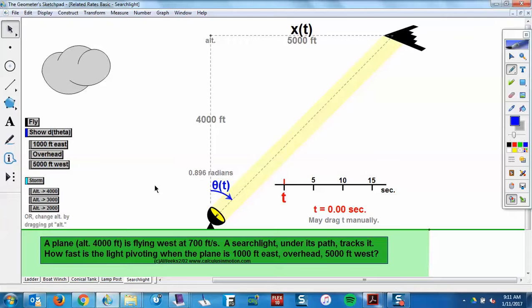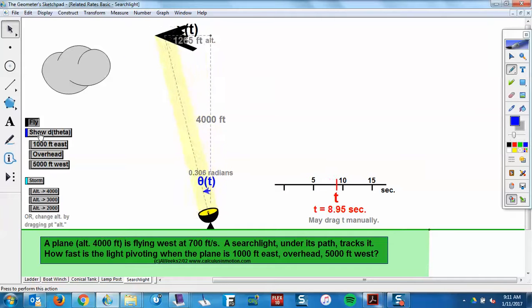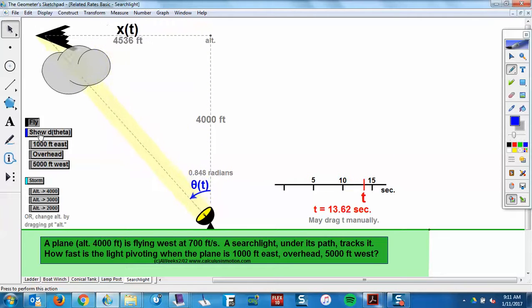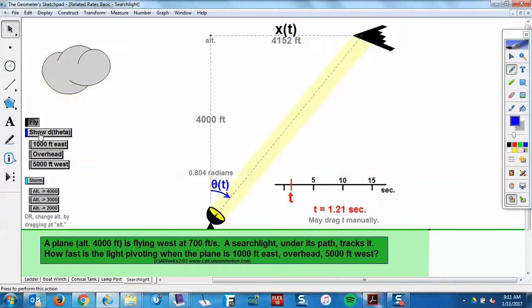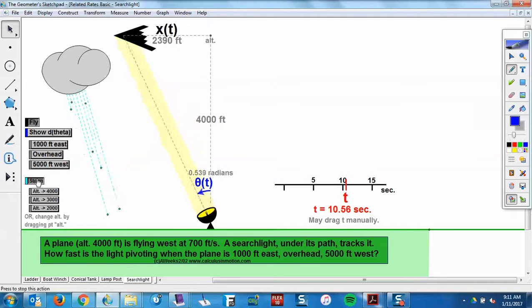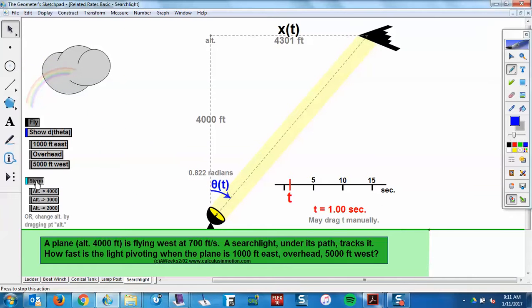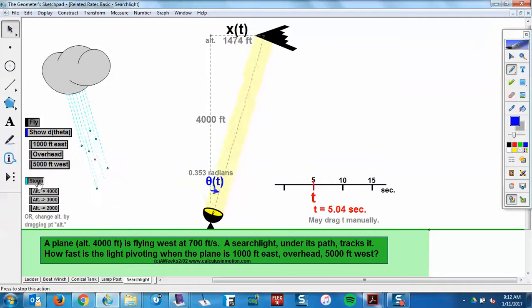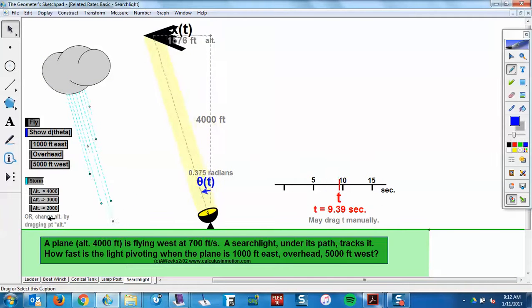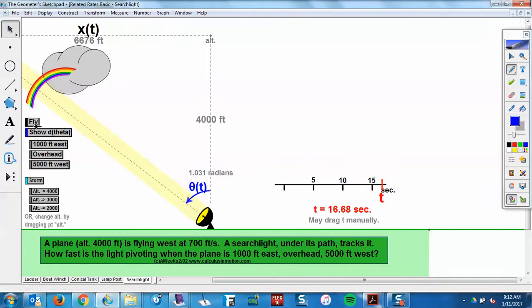So we got a searchlight, and it's spotted this plane. Okay, and it's going to follow the plane. And then it runs into a storm. Oh, that's not really part of the problem. It's just, oh, then there's, okay, so, look at that. All right, anyway.